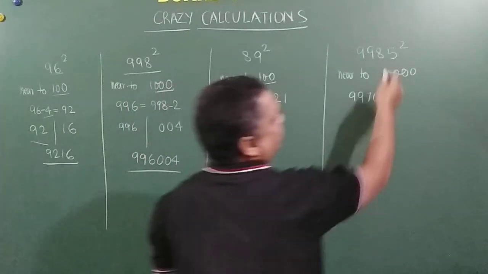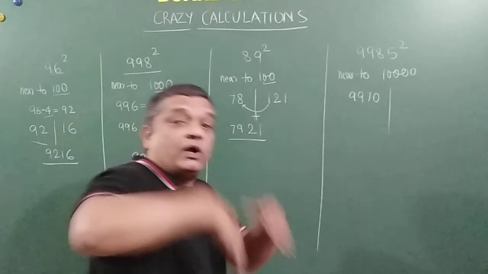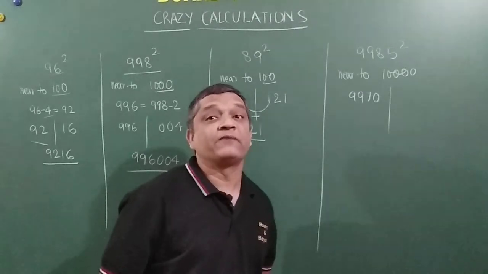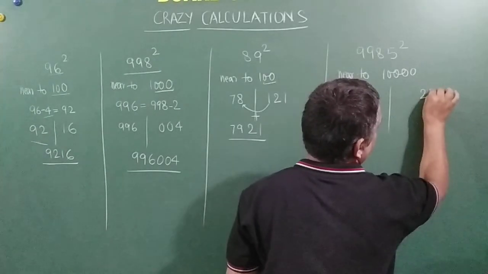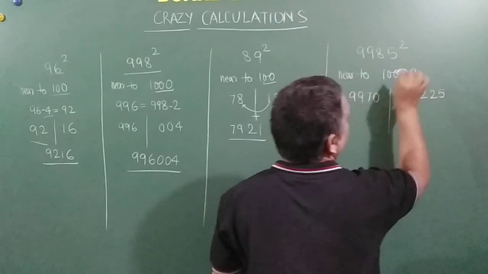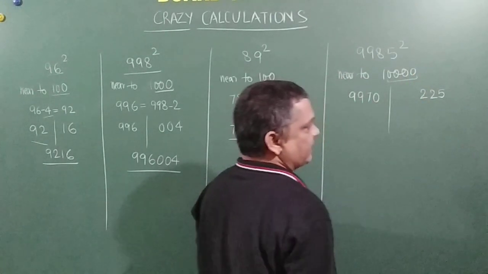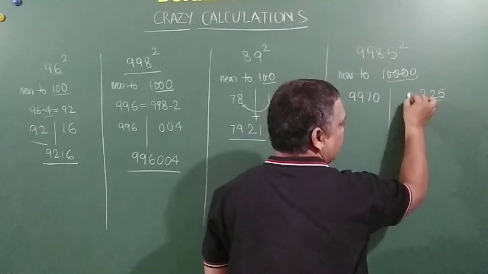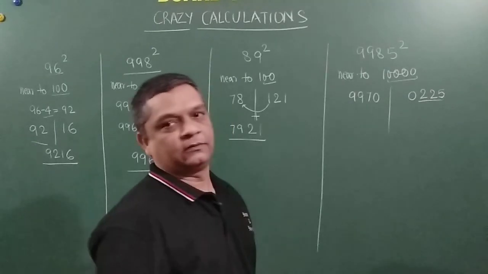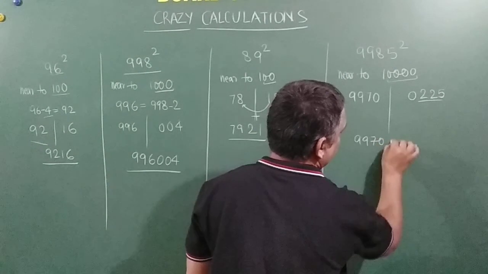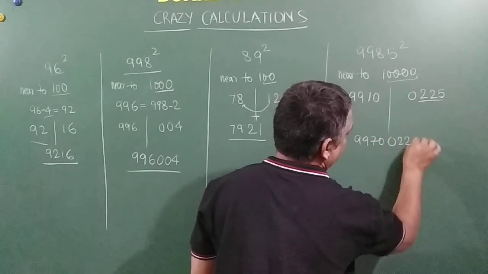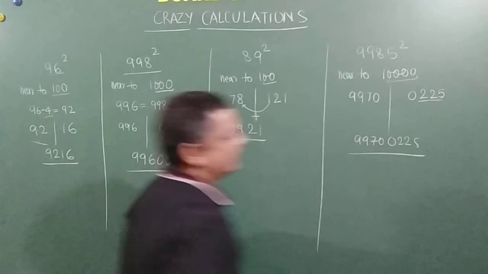Now 15 I have reduced, so I have to square 15. If you remember, 15 square is equal to 225. But this should have 4 digits, friend. I have got only 3. I will put another 0, make it 4. Right? So 99700225 is the answer.